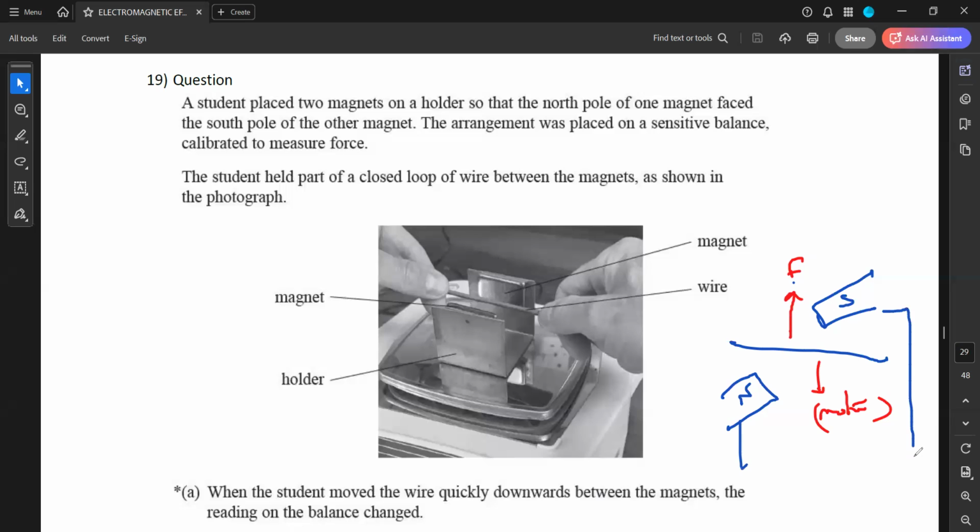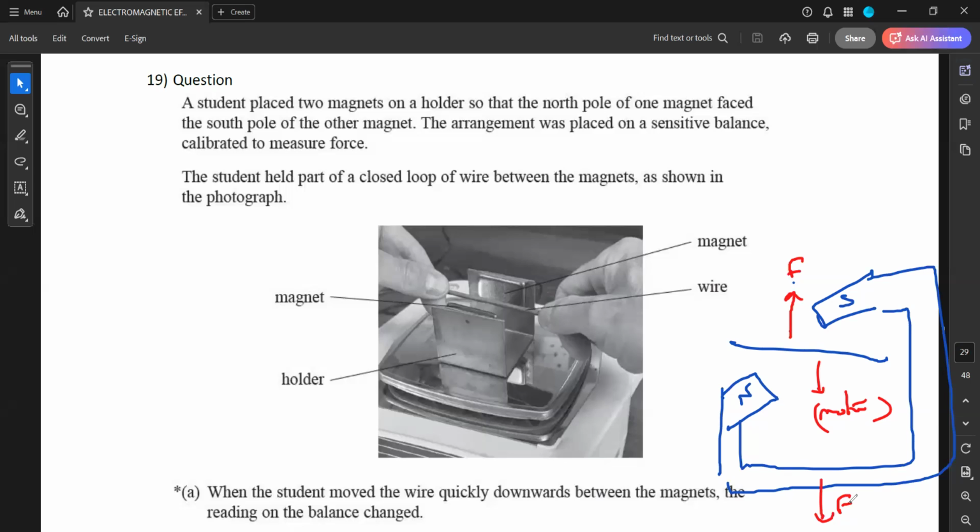So if there's an upward force on the wire, what will happen? There will be a force on the magnet, but in which direction? The force on the magnet will be downward. And because of this downward force, the reading on the balance will increase, and we can identify the magnitude of the downward force. Is it clear till this point?